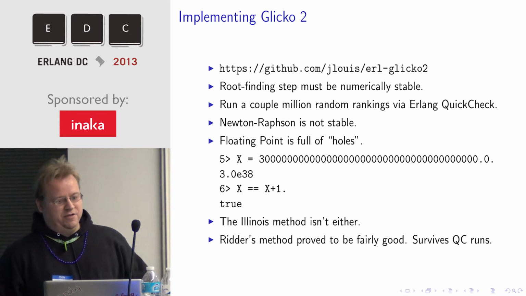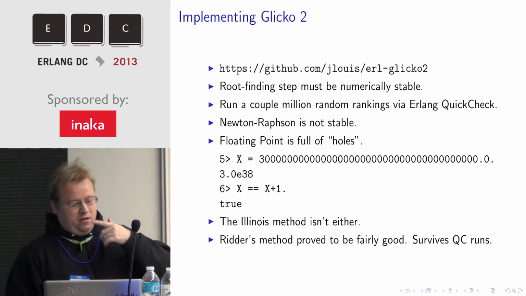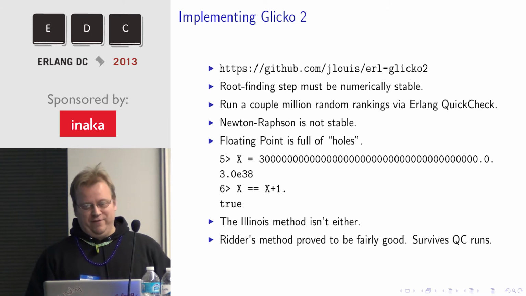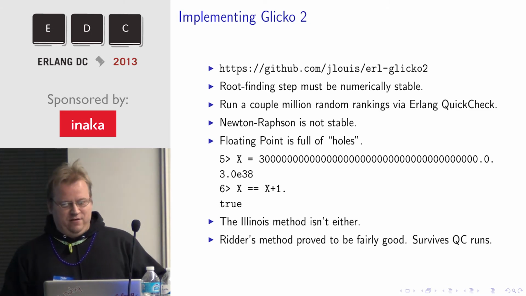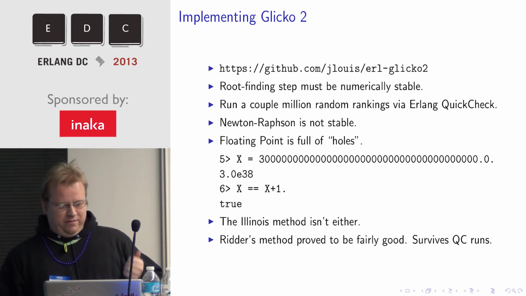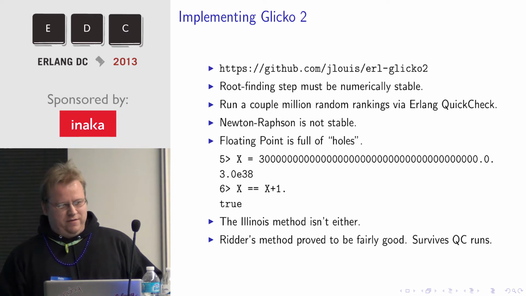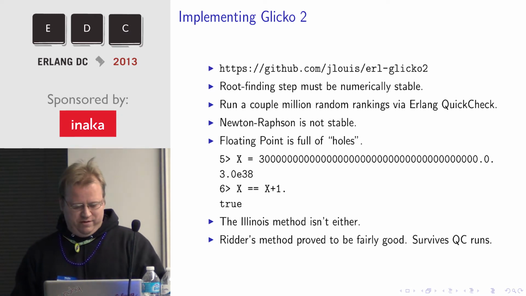So I tried the Illinois method, which is another way of doing root finding. That didn't work either. It failed around 16 million test cases. And then Ridders' method actually seems to work. It survives the QC runs. So there's something you have to be aware of with floating point values when you're trying to implement these kinds of things.